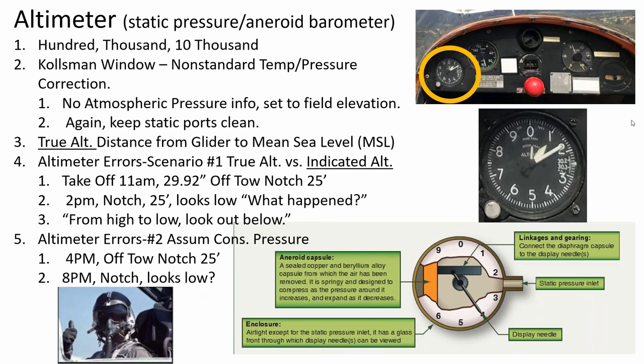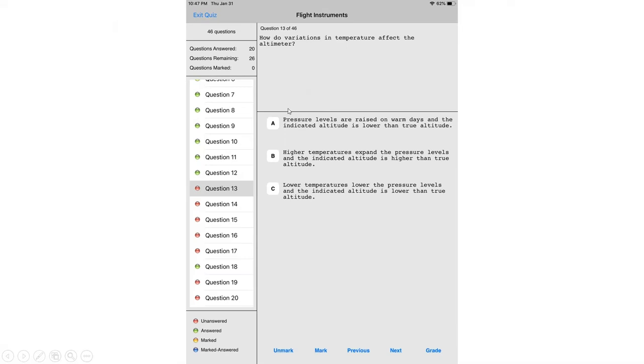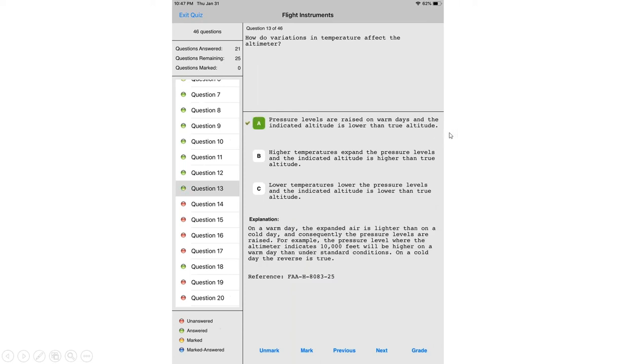You're gonna get asked these questions. How do variations in temperature affect the altimeter? A, pressure levels are raised on warm days and the indicated altitude is lower than the true altitude. B, higher temperatures expand the pressure levels and the indicated altitude is higher than the true altitude. We know that doesn't happen. C, lower temperatures lower the pressure levels and the indicated altitude is lower than the true altitude. A. So on a warm day, and the explanations are there, and when you study your questions, these are all in there.